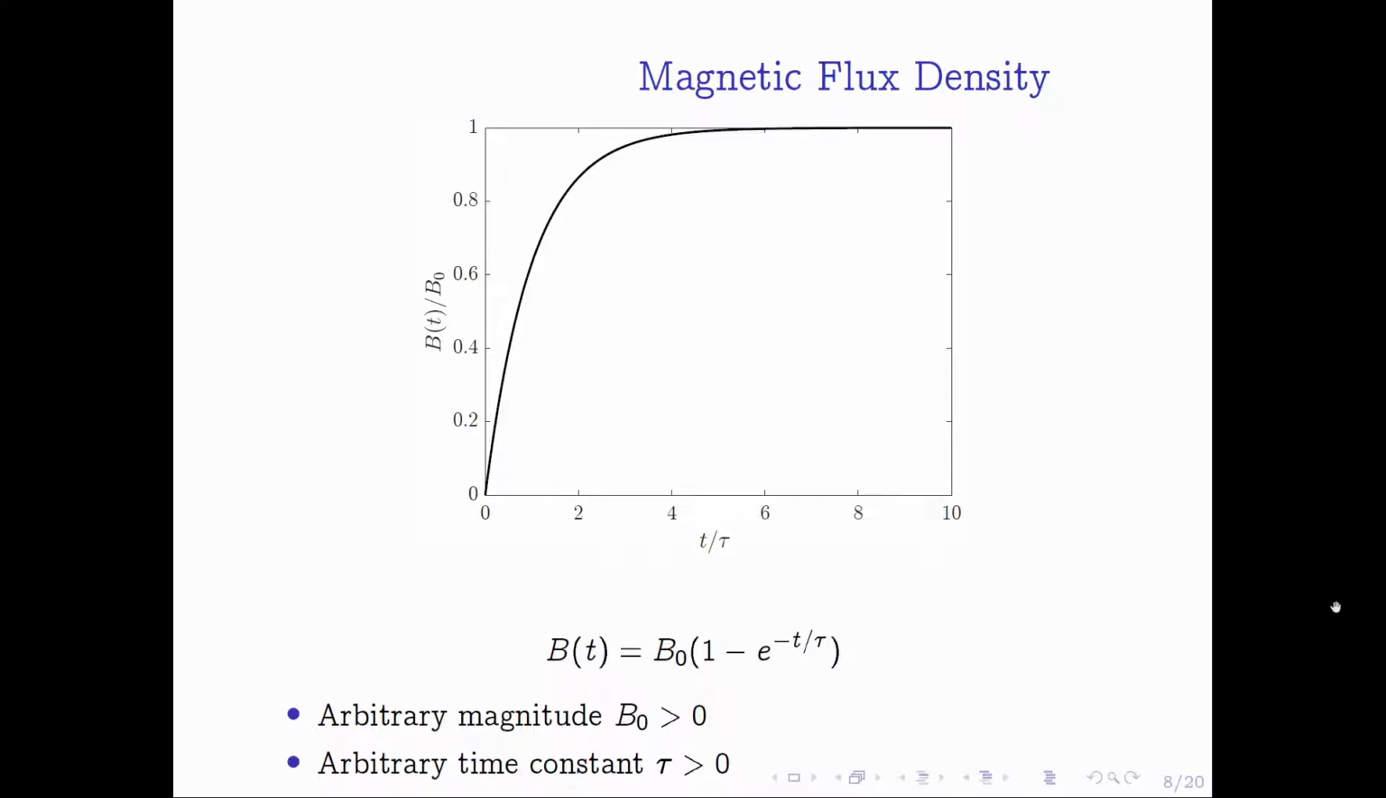In order to find numerical expressions for the EMF and the voltages inside the loop, we have to describe the magnetic flux density with respect to time. In this case, I have chosen this expression in which the magnetic flux density increases from 0 to a value of B0, and there is a time constant tau. For simplicity, let's assume that B0 and tau are both greater than 0.